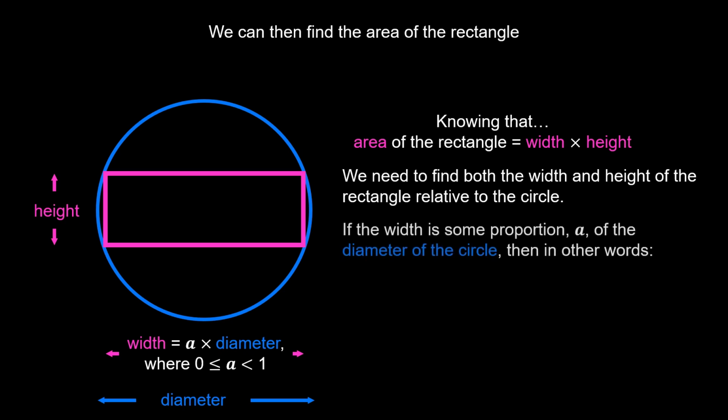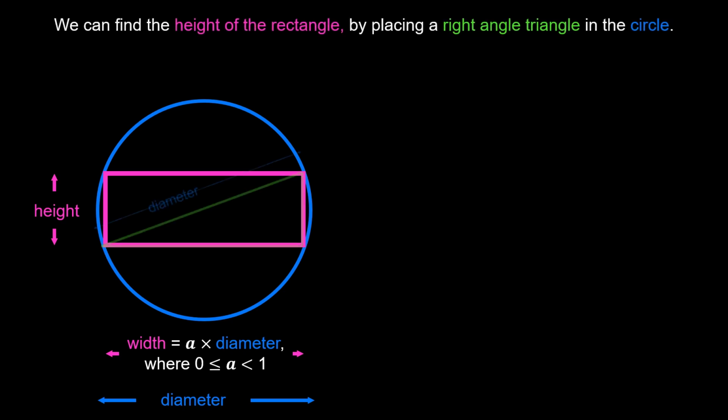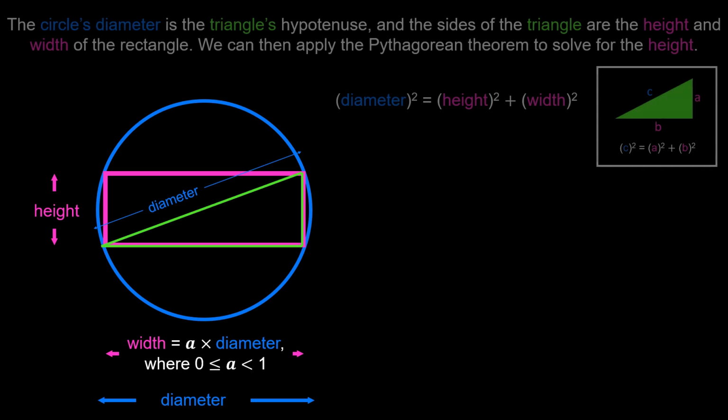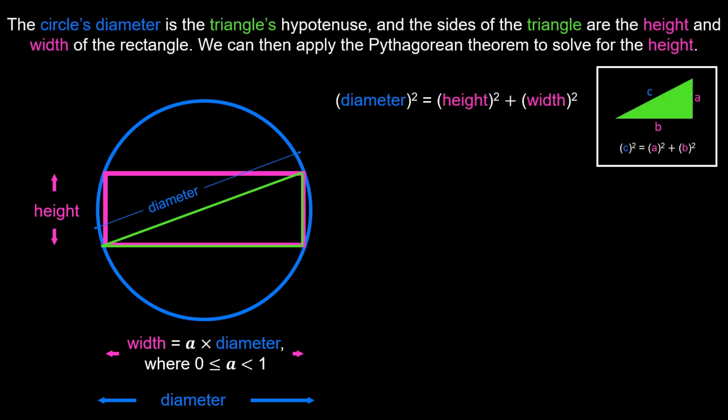If the width is some proportion a of the diameter of the circle, then in other words, the width of the rectangle is a times the diameter of the circle. We can find the height of the rectangle by placing a right-angled triangle in the circle. The circle's diameter is the triangle's hypotenuse, and the sides of the triangle are the height and the width of the rectangle. We can then apply the Pythagorean theorem to solve for the height.